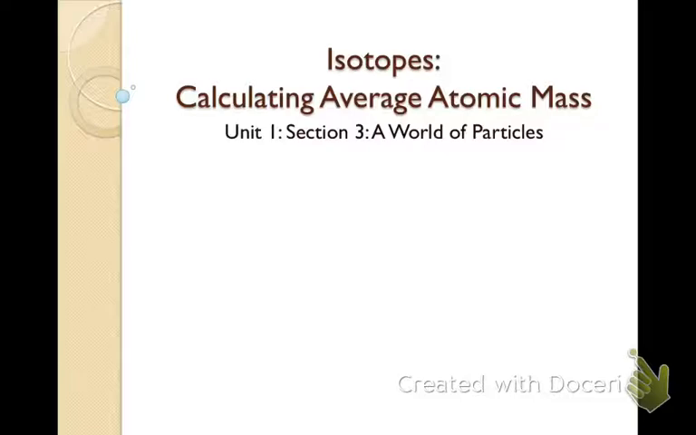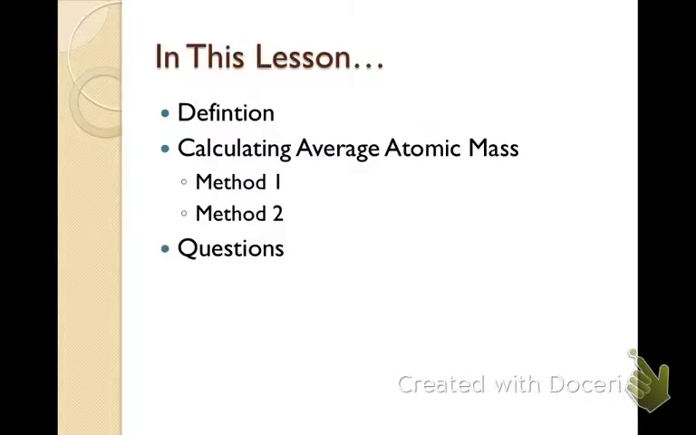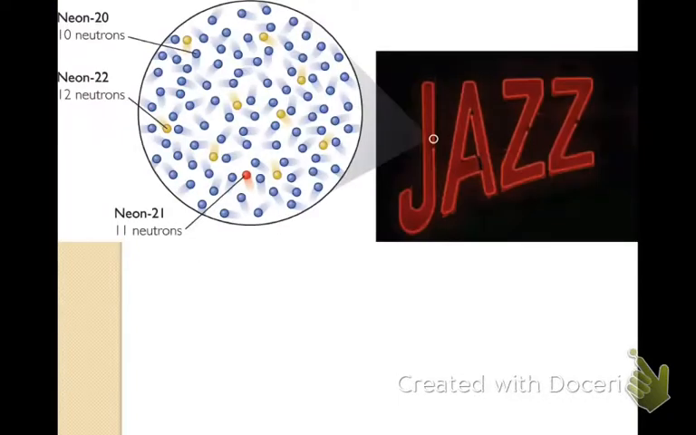But we actually end up taking an average, or a weighted average, of all of these isotopes to figure out what the atomic mass is. So that's what we're going to be doing in this lesson. You'll need your notes as well as your calculator. We're going to go through the definition of weighted average atomic mass, or average atomic mass, calculate it using two different methods, and go through some sample questions.